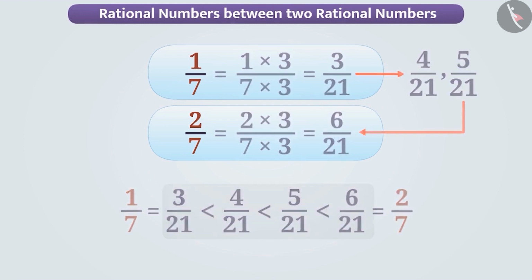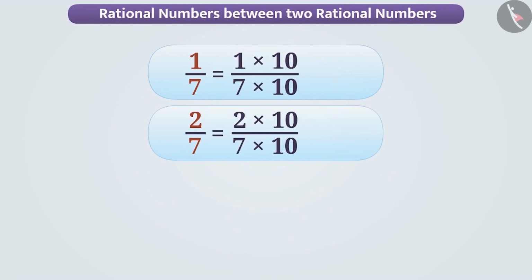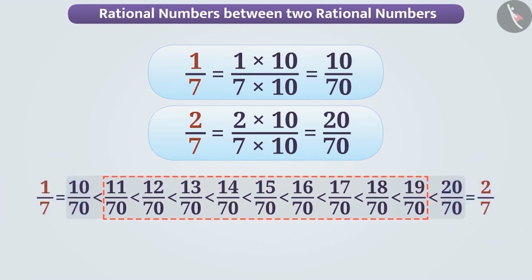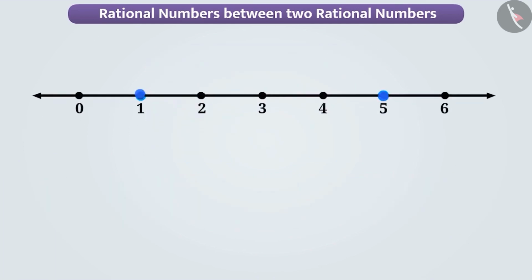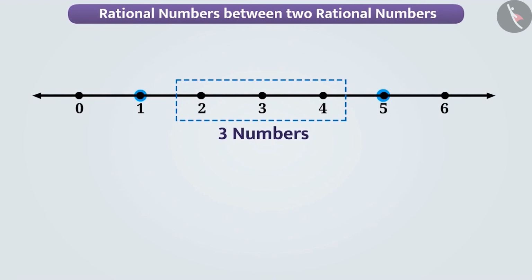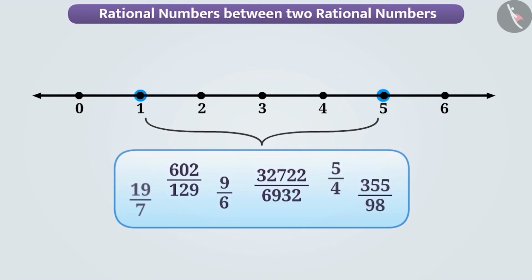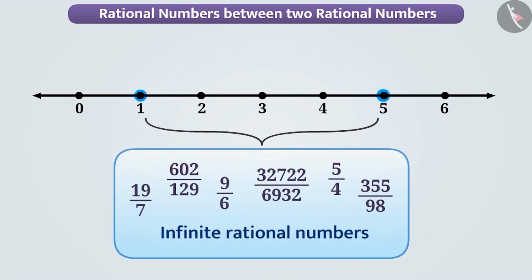Similarly, if we multiply the numerator and denominator of both the numbers by 10, we get their equivalent rational numbers 10/70 and 20/70. Now we will get the rational numbers between them as follows. Similarly, many numbers between the rational numbers 1/7 and 2/7 can be found. From this example, we get to know that even if the number of integers is finite between two integers, many rational numbers between two rational numbers can be found. That is, between any two rational numbers, an infinite number of rational numbers can be found.